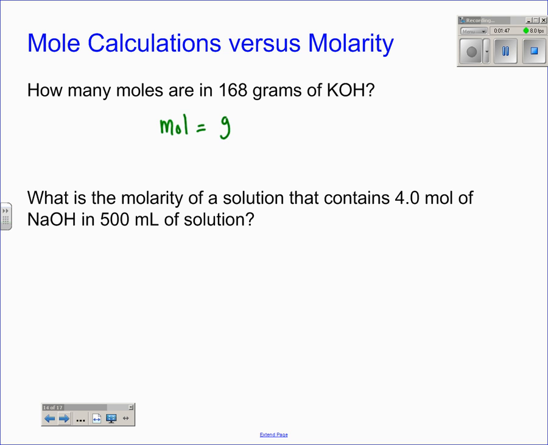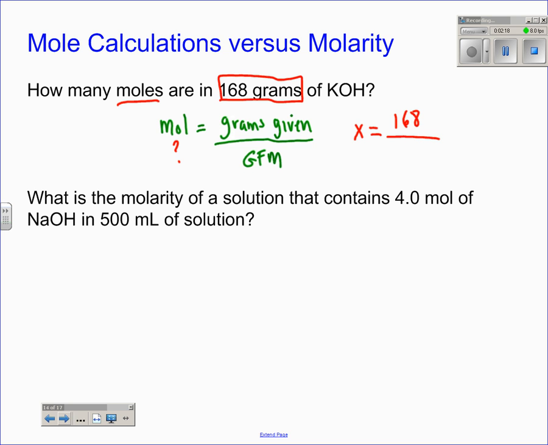Moles equals grams given divided by the GFM, or the gram formula mass. Now you are given 168 grams. So that's the grams given. We're looking for how many moles, so moles is the question mark here. So we say X equals, we're given 168 grams, 168 divided by, and now we have to find the GFM.